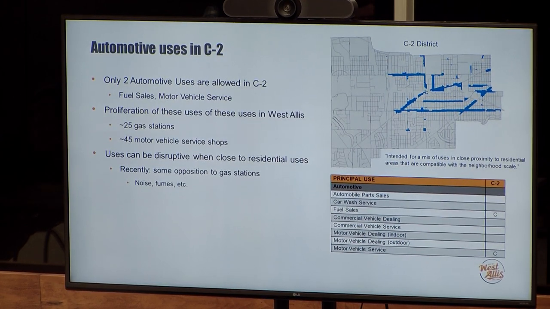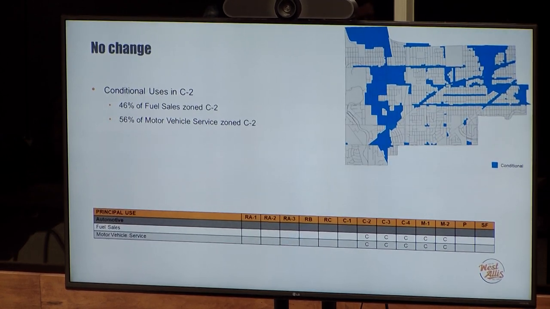We've had some neighbors call recently about some gas stations that were going in, in opposition based on the noise and fumes and lighting that gas stations bring. So for the first option, we're going to start from lowest impact to highest impact. So, doing nothing. It's important to note that gas stations and motor vehicle services heavily use the C2 district and locate themselves within it: 46% of gas stations and 56% of motor vehicle service.